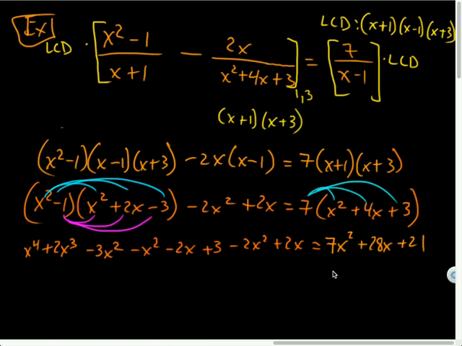So to set it equal to 0, I'm going to subtract 7x squared from both sides. I'm going to subtract 28x from both sides. And I'm going to subtract 21. I'll just put that under the 3 here to fit it. So let's see if we can combine our like terms. Let you guys catch up here.